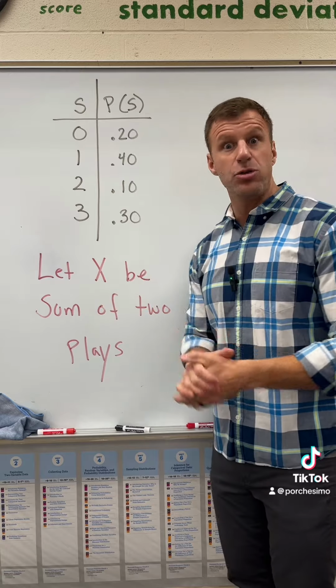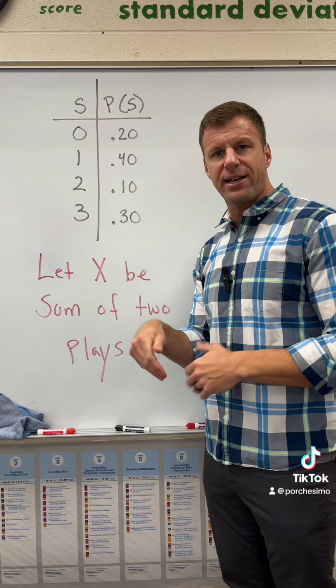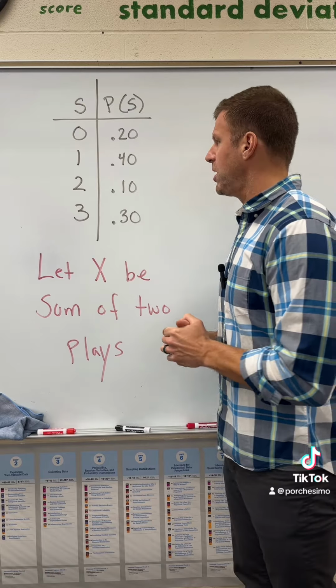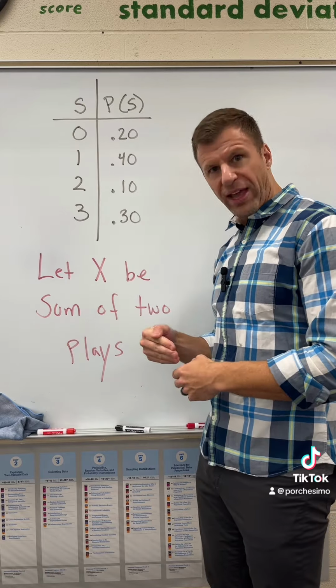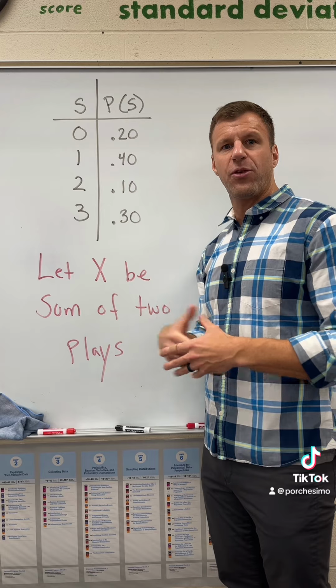Now, another example, you could get 6 points. So there's only one way that can happen. You got to get 3 the first time, 3 the second time, and that's it. You get your total of 6 points. But what about 5 points? Well, we could get 2 first and then 3, or 3 first and then 2. So there's definitely 2 different ways of doing that.